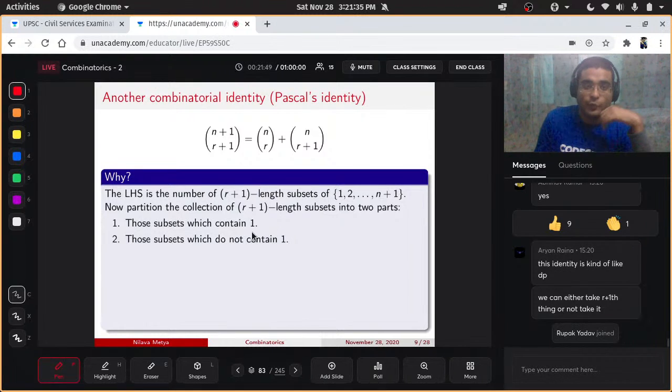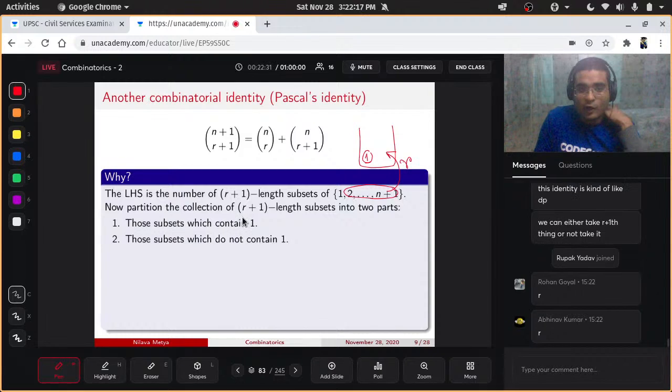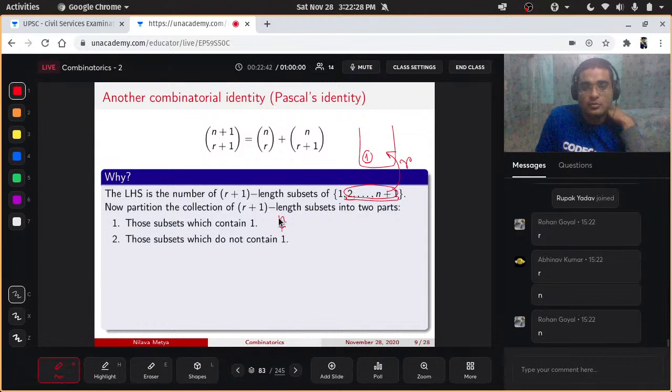Okay, how many subsets contain 1? This is the bucket, as in this is a subset. Now I know that 1 is already present. From the remaining guys, how many more do I need? I already have 1, and I need a total of r plus 1, so I need r of them. But from how many? These are exactly n objects, right? So it is n choose r.